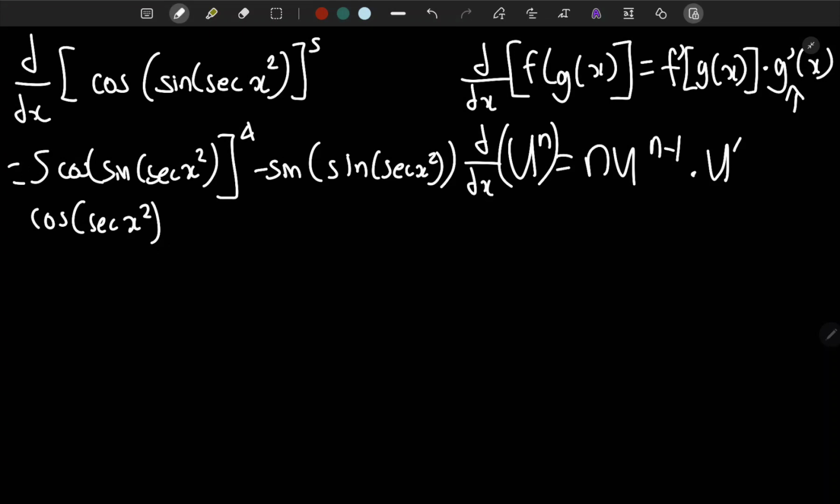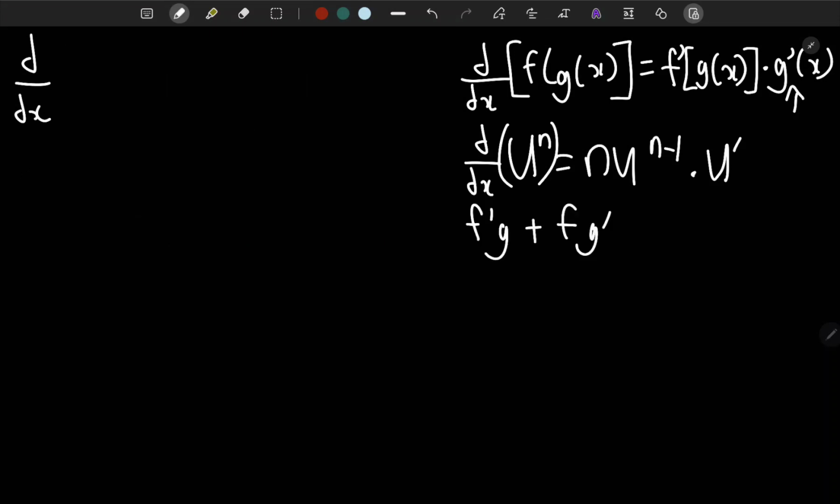So now we find g prime, which is going to be the derivative of secant x squared, which is just secant x squared multiplied by tan x squared multiplied by 2x, because you take the derivative of x squared also.